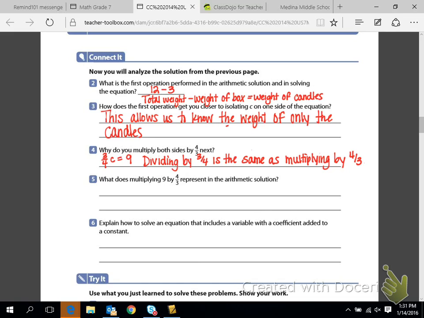We want to know, what does multiplying 9 by 4/3 represent in the arithmetic solution? When we multiply 9 by 4/3, we are solving to figure out the amount of candles that made up that weight. So we're dividing by 3/4 to find out the amount of candles that made up a weight of 9 pounds.